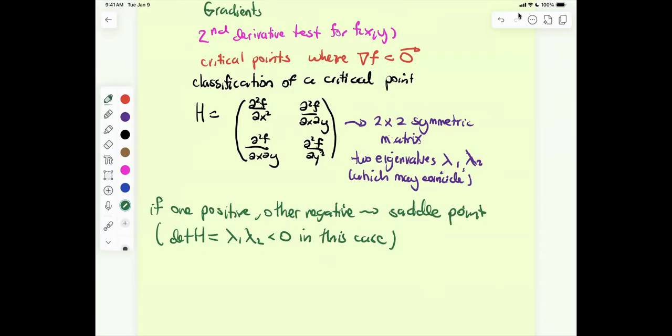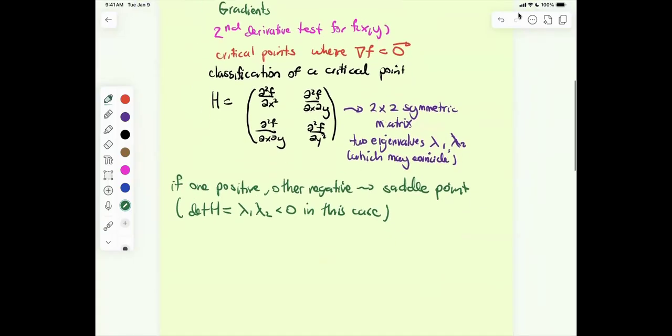Another possibility is where both eigenvalues are negative. If both eigenvalues are negative, that corresponds to the critical point being a local max. So really the example to have in mind is the upside down paraboloid.